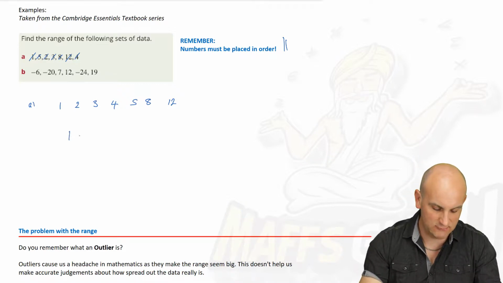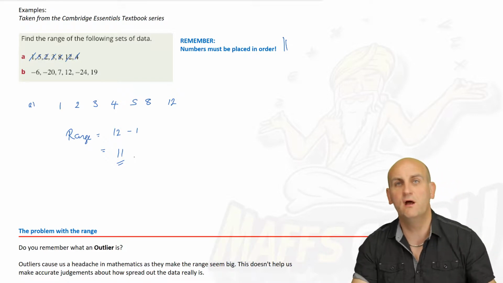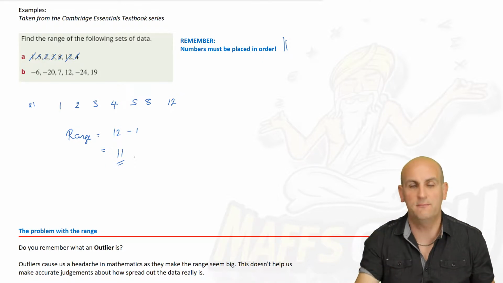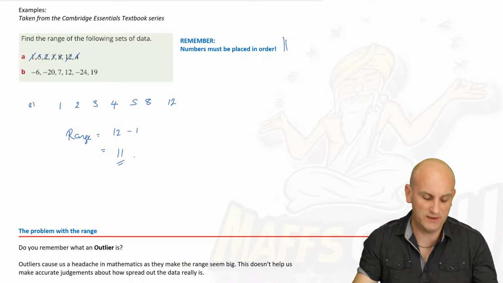Well, nice and easily, the range is the biggest number, which is 12, minus the smallest number, which is 1. And that gives me 11. So I now know that there are 11 numbers between my highest number and my lowest number. That's a measure of spread.